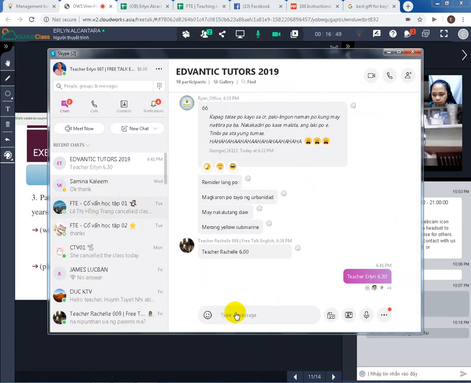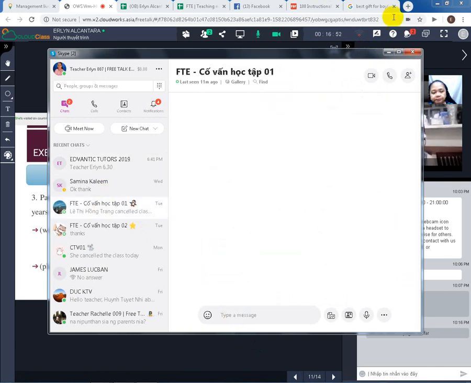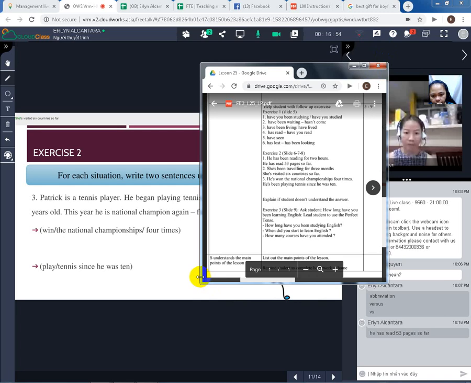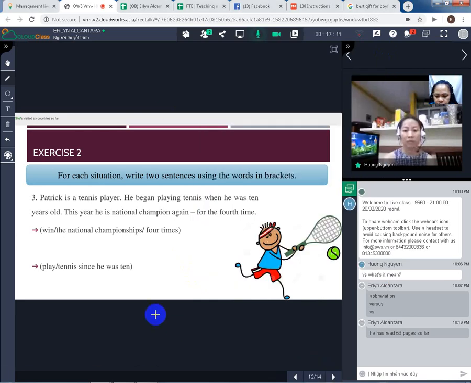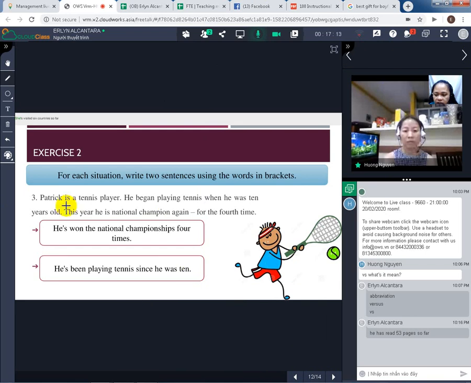Patrick has won the national championship 4 times. He has been playing tennis since he was 10. Okay, so this is our sentence. As you have mentioned, he has won the national championships 4 times. He has been playing tennis since he was 10.